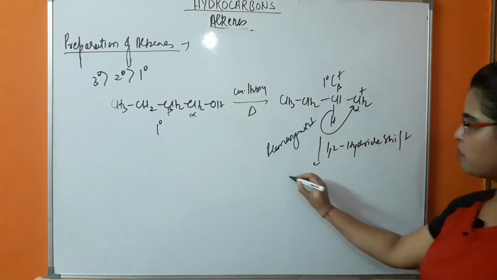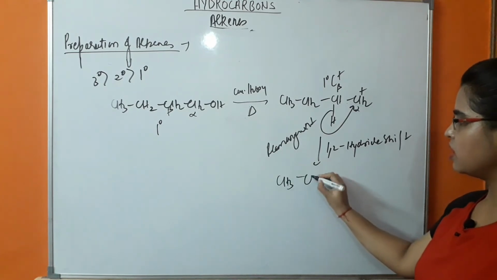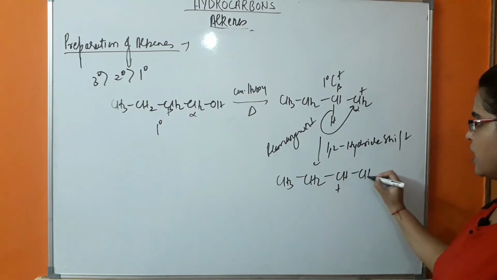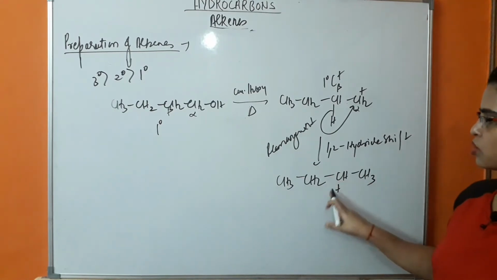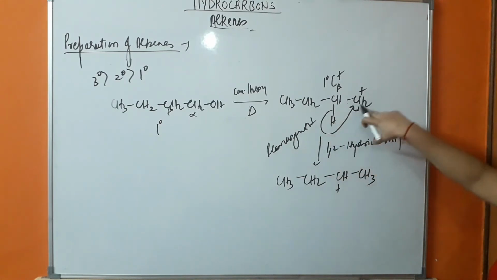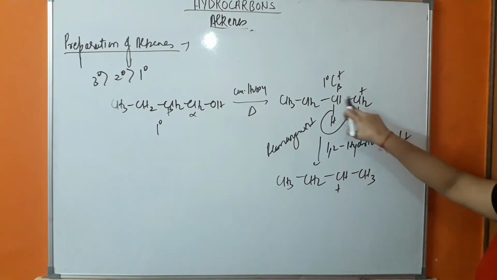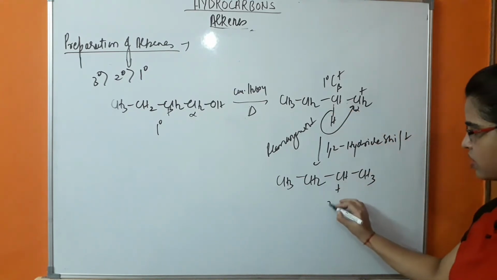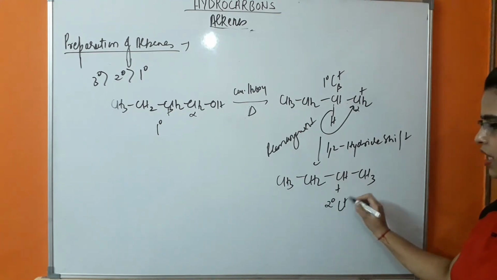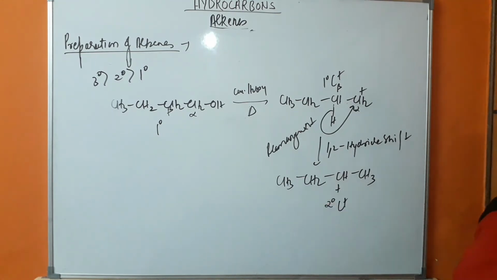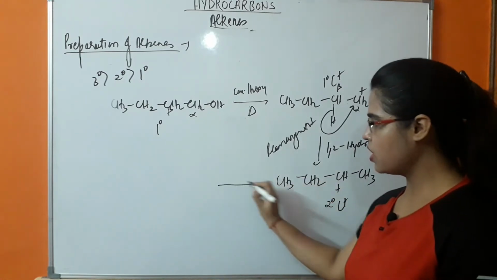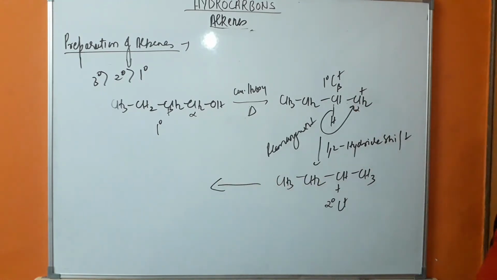Okay, so what will happen in the next step? CH3, CH2, then CH plus CH3. Okay, so what will happen in this case? This hydrogen is shifted to this position, due to which the carbocation occurs in the secondary position. So this is 2 degree carbocation. This is more stable. Because of that now the more substituted alkene will be formed.